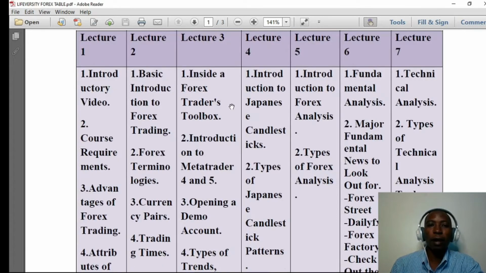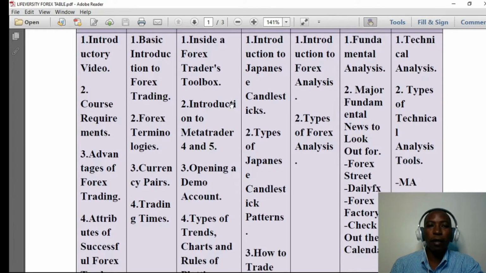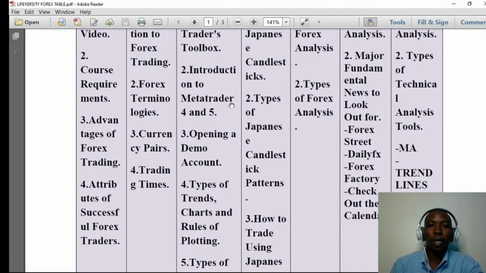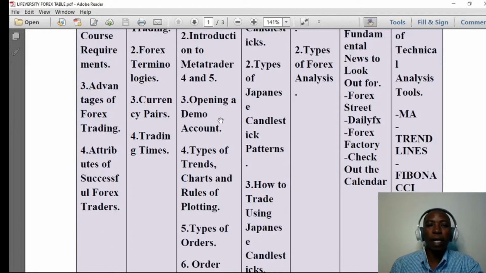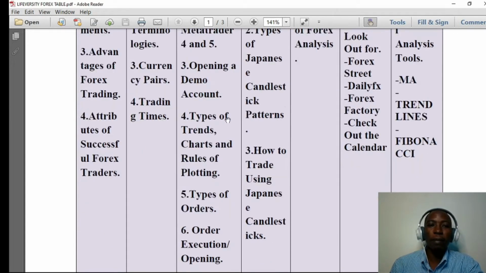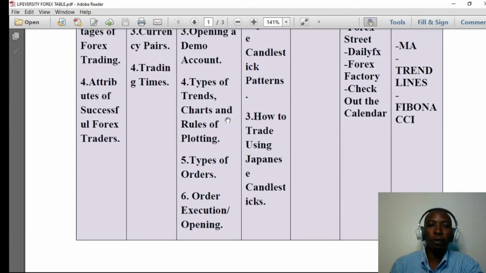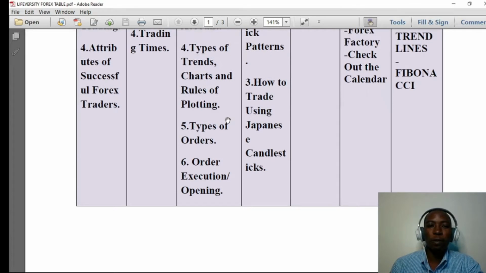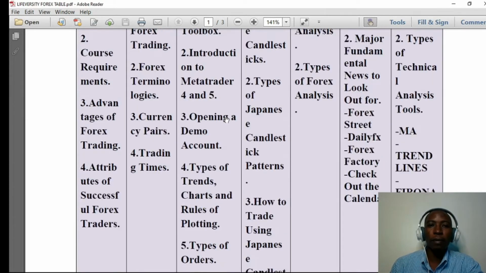Lecture 3 we have inside a forex trader's toolbox. Lecture 3 part 2 introduction to MetaTrader 4 and 5. Part 3 of lecture 3 opening a demonstration account. Part 4 of lecture 3 types of trends, charts and rules of plotting. Part 5 types of orders. Part 6 order execution and opening.